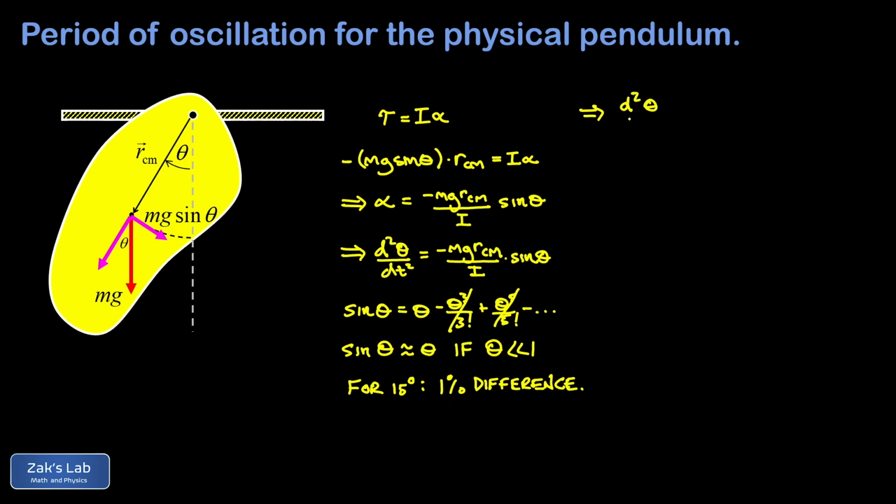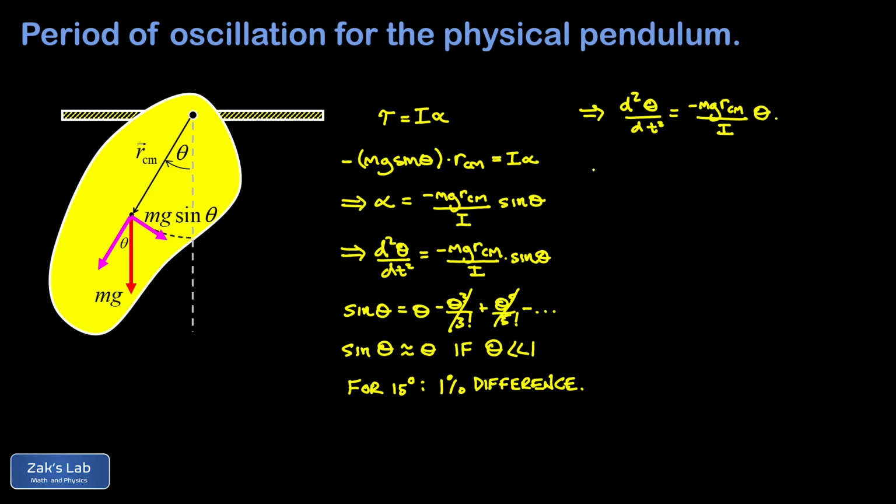And we find the second time derivative of theta with respect to time is going to be negative mg r center of mass over the moment of inertia I times theta. And this is a classic differential equation for an oscillatory system where the solutions are essentially guessable.